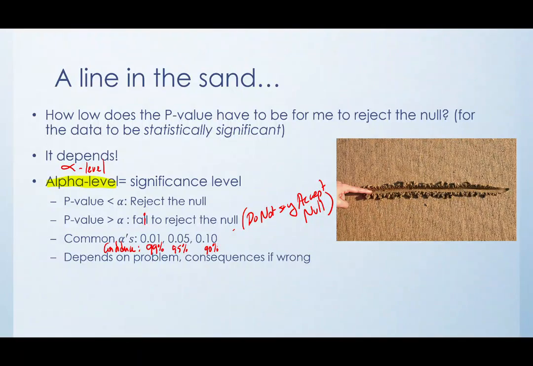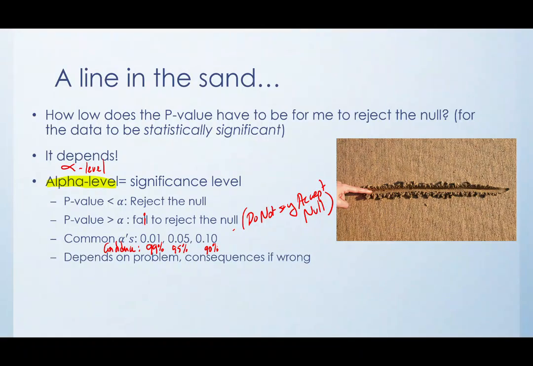Now, out in the real world, what should that significance level be? It depends on the problem and the consequences if you're wrong, okay? And we're going to talk later about what's called type 1 and type 2 error. Those play into this question of what significance level you should choose. But basically start usually with a 5% alpha level, significance level.